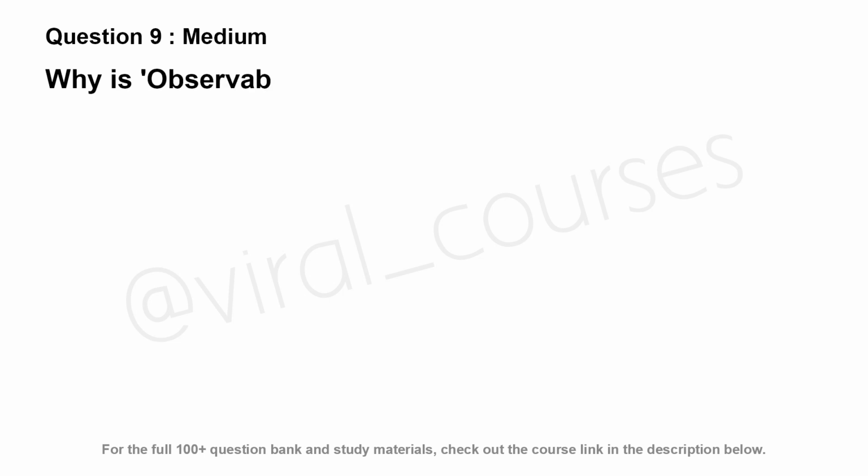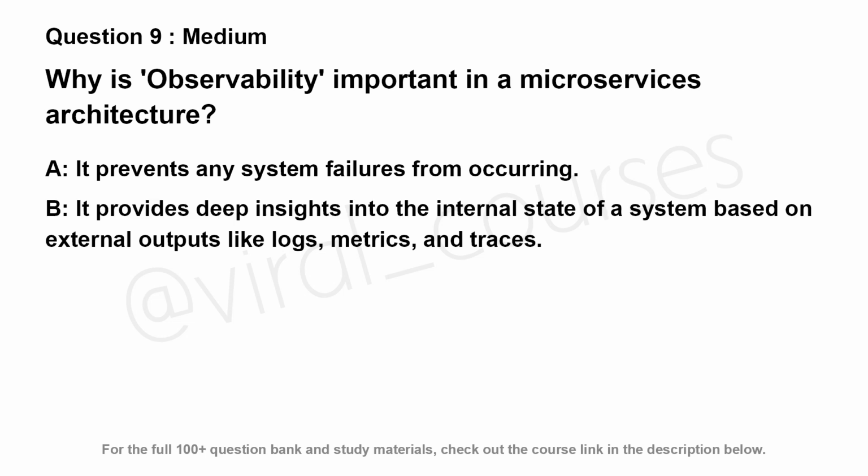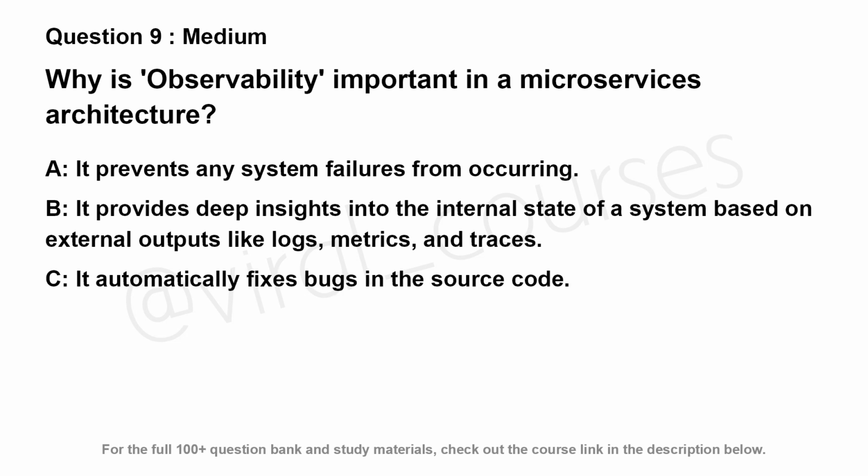Why is observability important in a microservices architecture? Option A. It prevents any system failures from occurring. Option B. It provides deep insights into the internal state of a system based on external outputs like logs, metrics, and traces. Option C. It automatically fixes bugs in the source code. Option D. It reduces the cost of cloud storage.